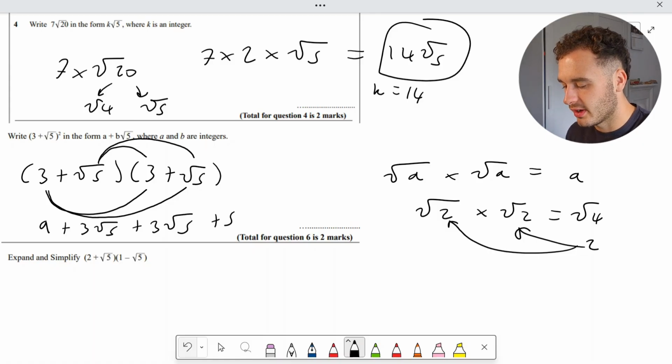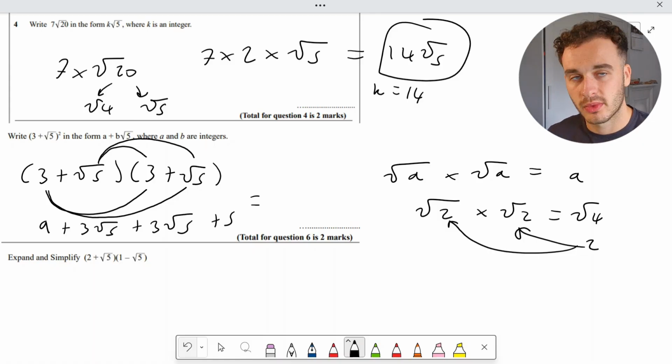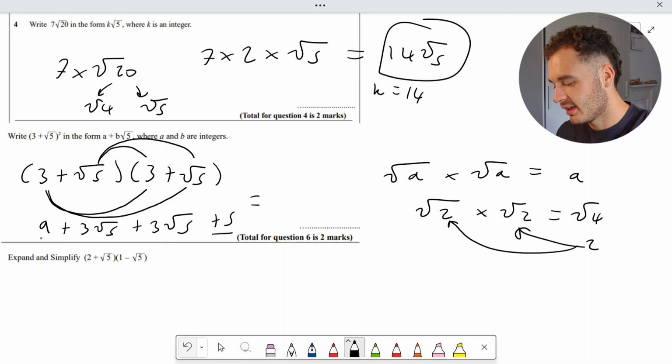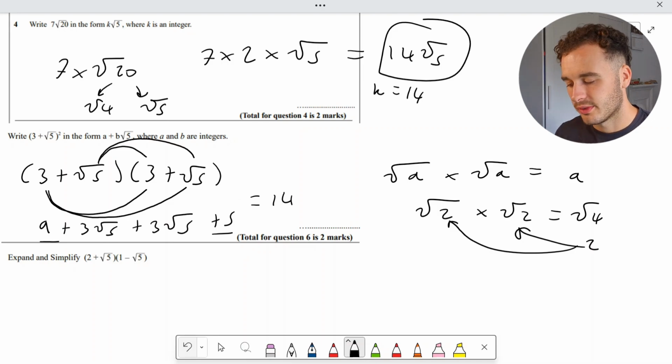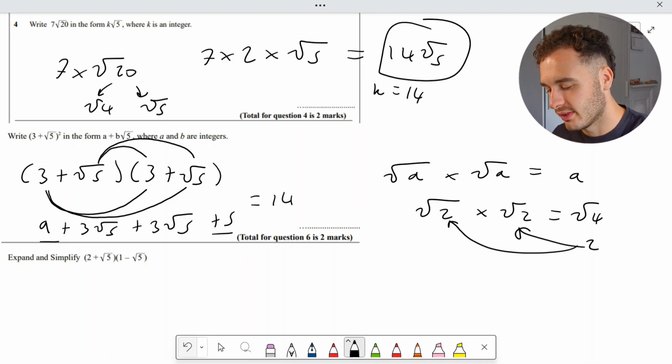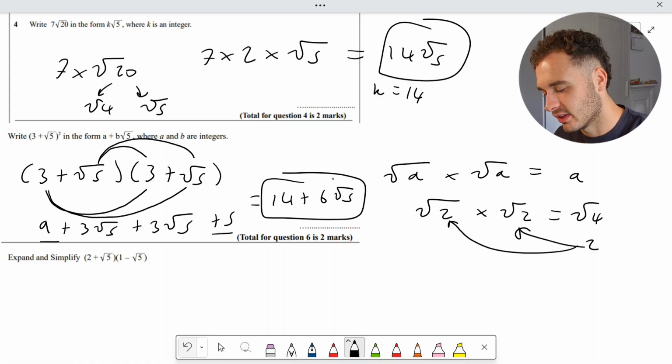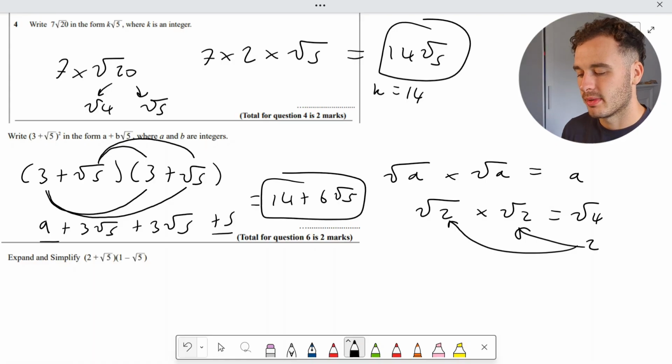So if we're simplifying all of this, collecting like terms, well, 9 plus 5 is 14, and 3 root 5 plus 3 root 5, you've got 6 lots of root 5. So we can see that is in the correct format, a plus b root 5.